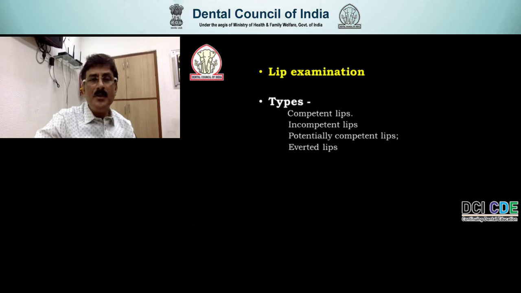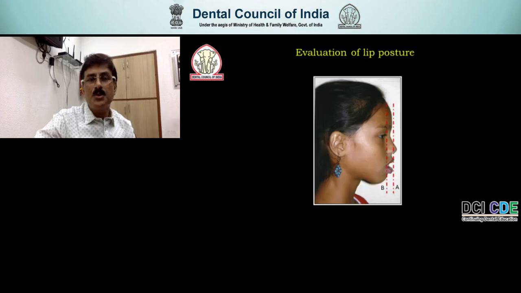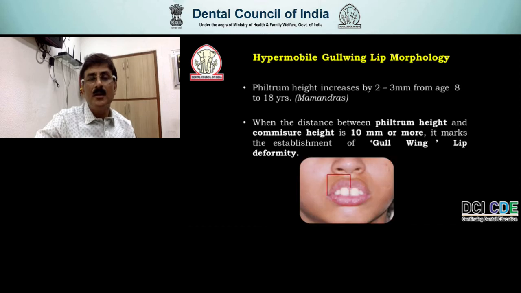Types are competent, incompetent, potentially competent lips, and everted lips. Evaluation of the lip posture, protrusion, the lower lip hang. I was talking of this hypermobile gulping. Now, hypermobile means that when your lip shortens by more than 80% of its original length, then you should consider the lip to be hypermobile.